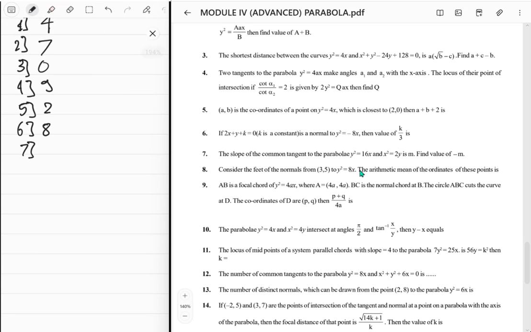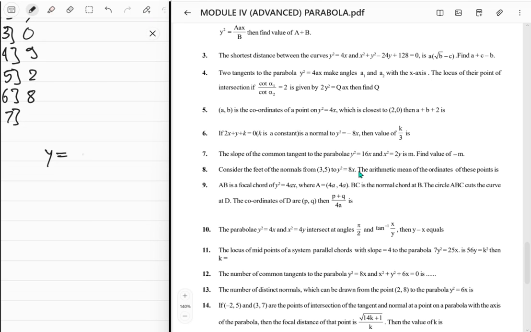7th. The slope of the common tangent to the parabola, this and this, is m. Find the value of negative m. So okay, this is easy. The first one is very easy. y is equal to mx plus a upon m. a is 4, so 4 upon m. But this one is slightly different. You can use the same thing, but now you have to use 1 upon m.